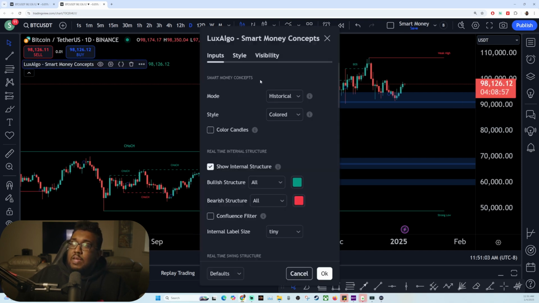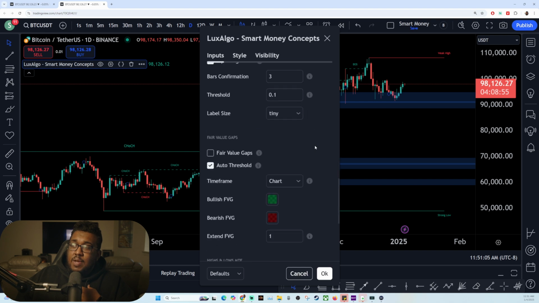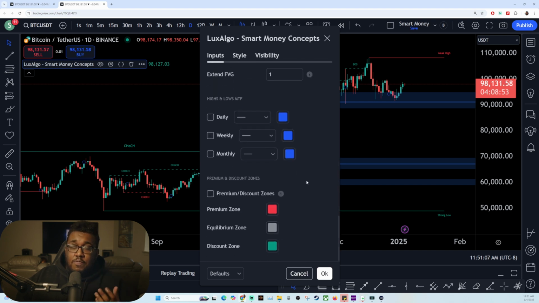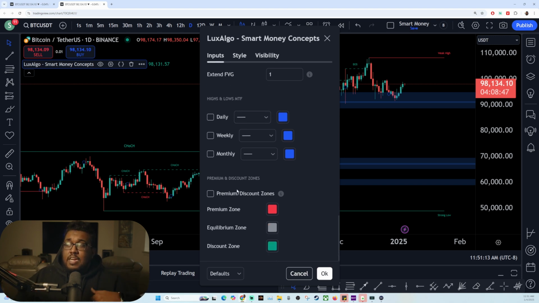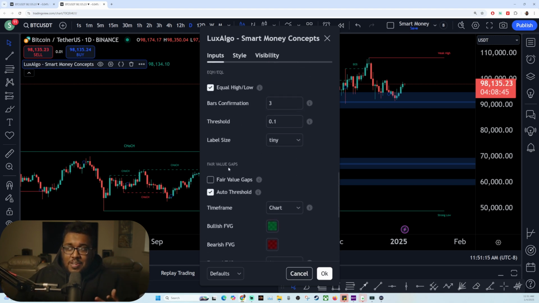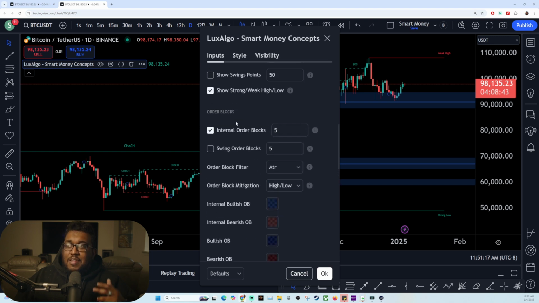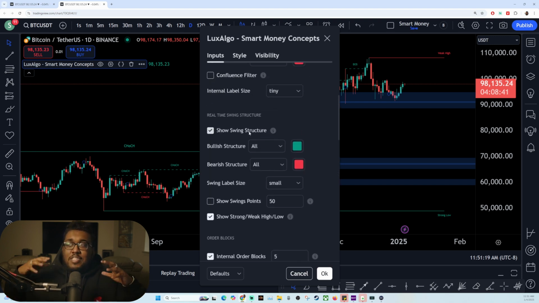So we have a whole list of things we're going to be talking about here. These are all very important and they all kind of help you out, especially because all of this stuff is within one indicator. Usually this is its own indicator, this is its own indicator, this is its own indicator. So this puts everything together.